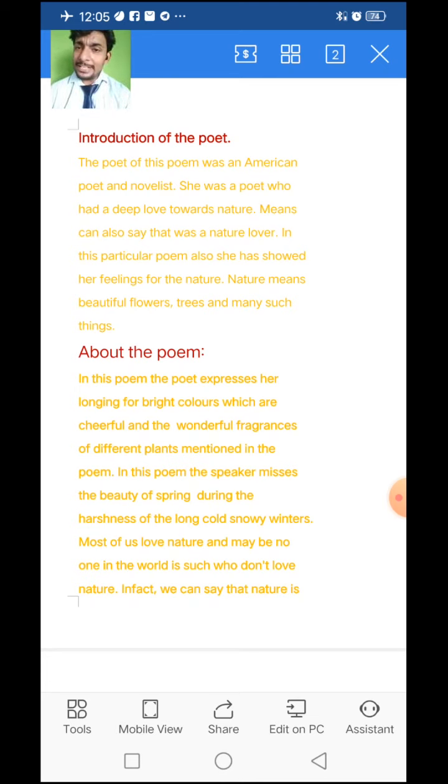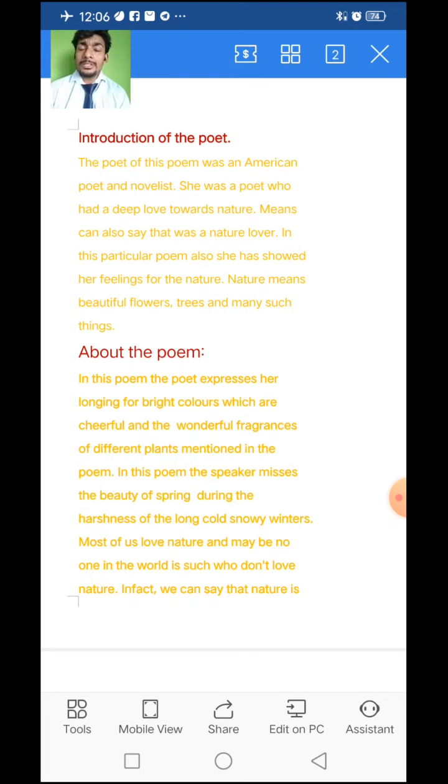Lastly, it's written, nature means beautiful flowers, trees, and many such things. For us, like common people or anybody else, nature simply means beautiful flowers, beautiful trees, and many such things that are mainly gifted to us by God. The Almighty has gifted us free of cost, without charging an extra penny. Now, this was the introduction of the poet that we discussed in the last class.